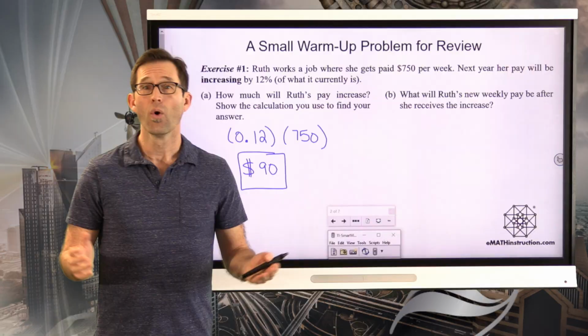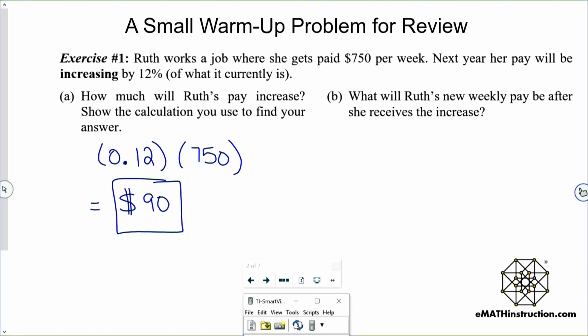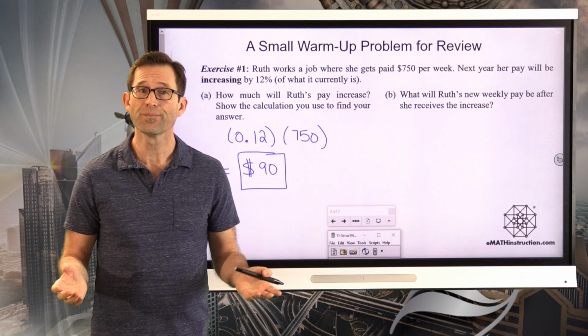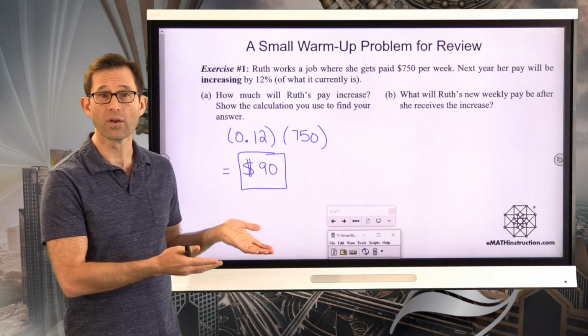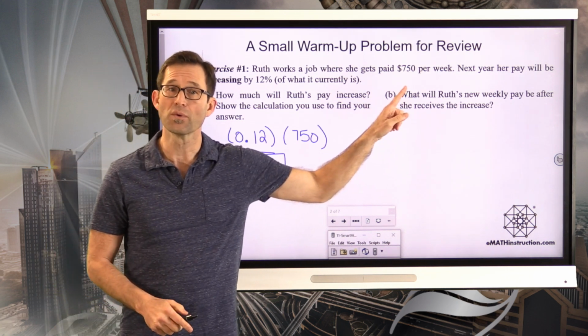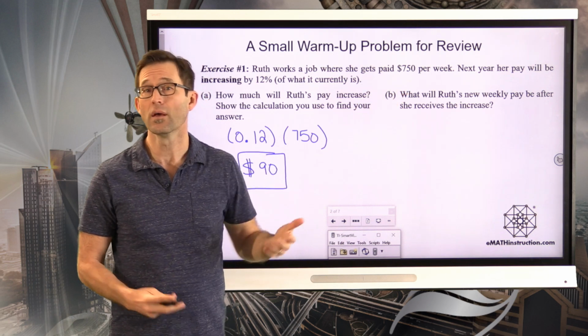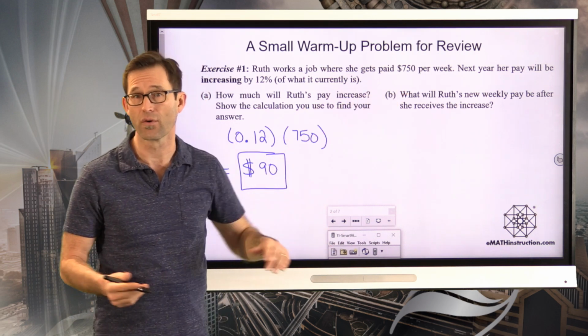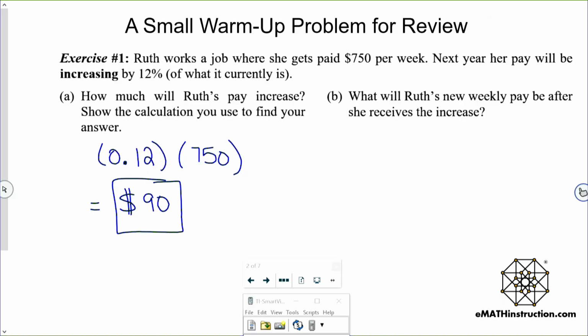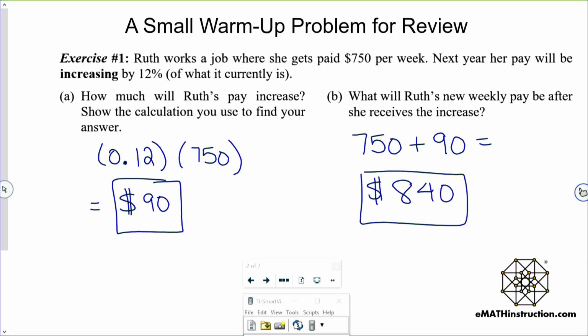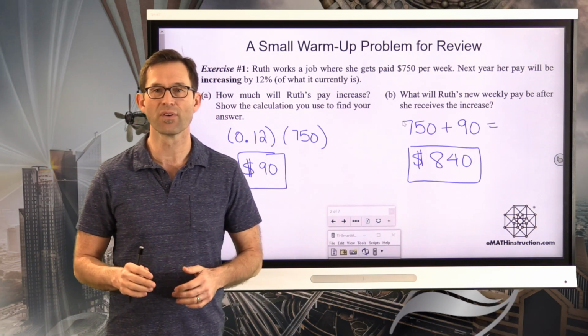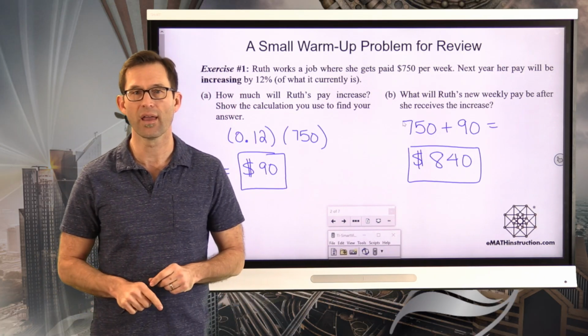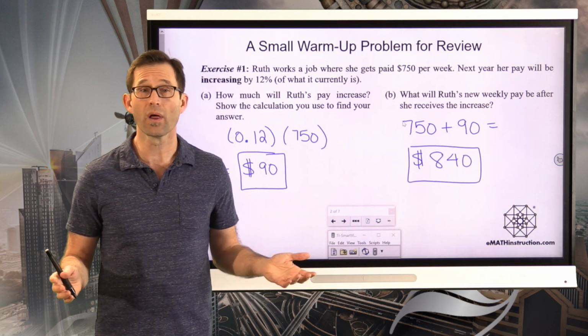Now, letter B. What will Ruth's new weekly pay be after she receives the increase? Well, this is pretty simple, right? We know that the increase was $90. We know we started with $750 per week. We just have to add the 90 to the 750. I mean, we can do that with or without a calculator. That's pretty easy either way. That will give us $840. If the numbers were a lot messier, certainly do it on my calculator, but 750 plus 90, not too bad, 840.